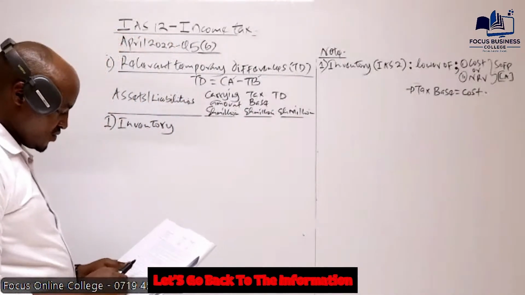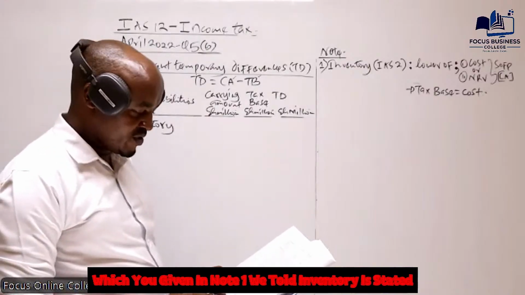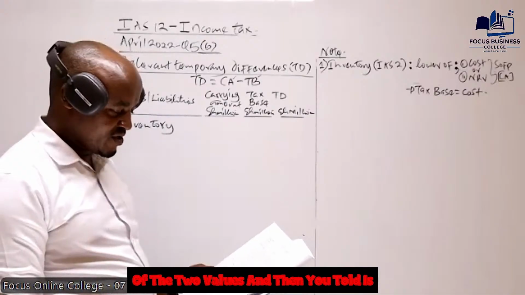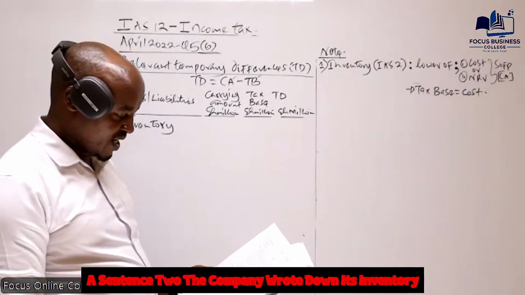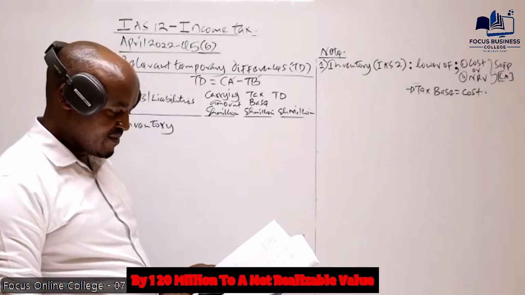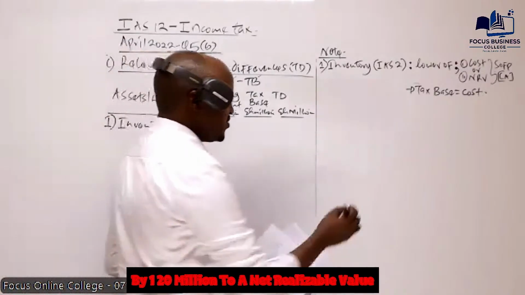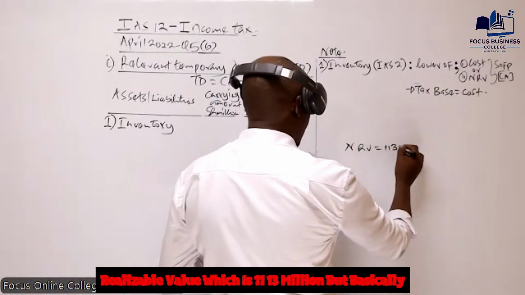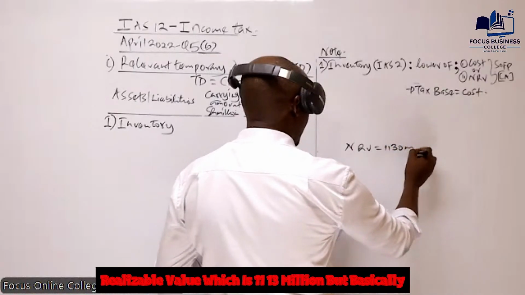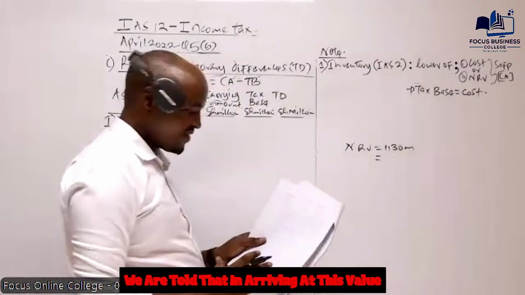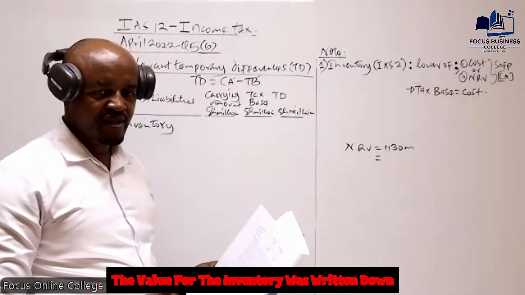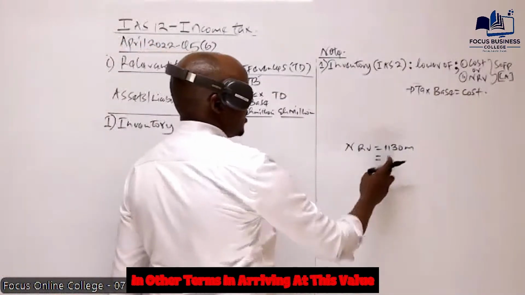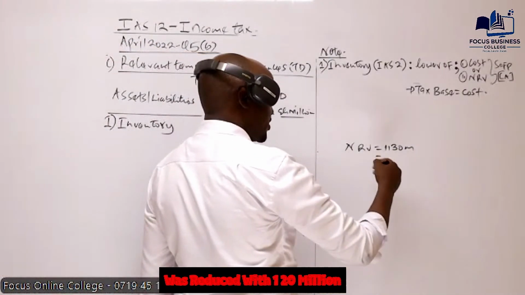Now, let's go back to the information which is given in note 1. We are told inventory is stated in the statement of financial position at the lower of the 2 values. And then you're told in sentence 2, the company wrote down its inventory by 120 million to a net realizable value. So in that case, we are given the net realizable value, which is 1130 million. But basically, we are told that in arriving at this value, the value for the inventory was written down. In other terms, it was reduced by 120 million.